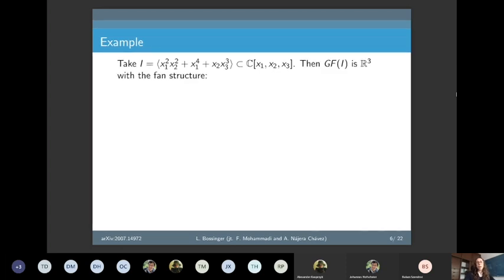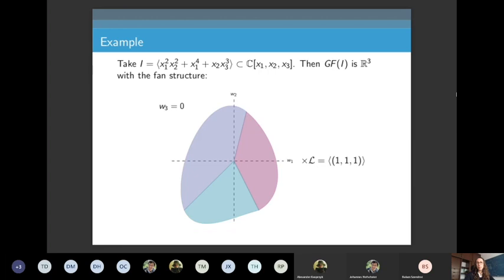So the Gröbner fan now is by definition R3, and the fan structure is the following. First of all, whenever my ideal is homogeneous, it's not hard to see that the Gröbner fan will contain a linear subspace. In this case, this linear subspace, also called the linearity space, is generated by the element (1,1,1). And you can see, because the polynomial here is homogeneous, if I take the dot product with (1,1,1), I will just get the degree in every term. So the initial form of this element is the same as the element.